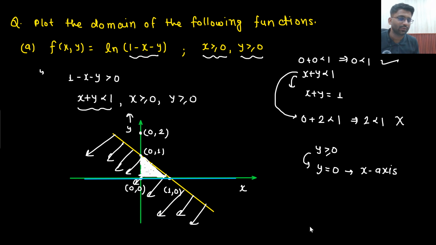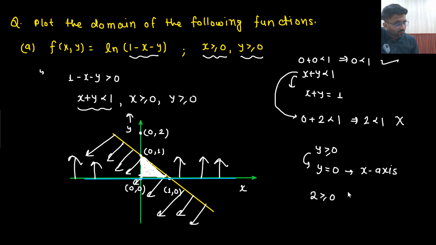Now y greater than or equals to 0. You put any point. Let's put 0, 2 in this equation. So 2 greater than or equals to 0. Yes, it is satisfying. That means all these regions will be accepted.